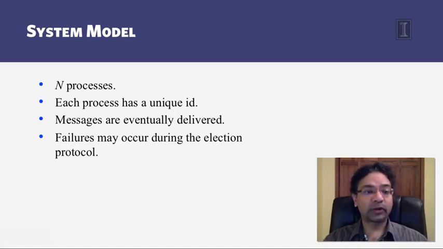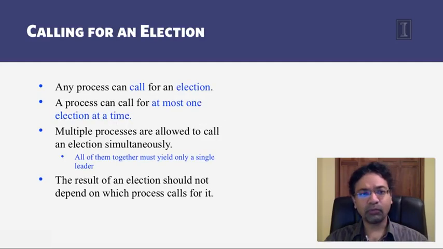So for instance, while you're trying to elect a leader, the leader might itself fail. The next would-be leader might in fact fail, or one of the other processes in the system might fail, and the leader election protocol needs to be tolerant to such failures. So a few more requirements from the viewpoint of the election itself. Any process should be able to call for an election.